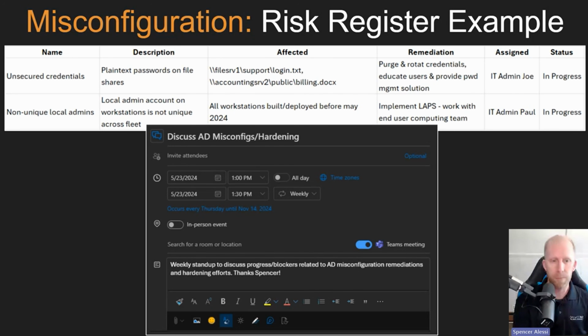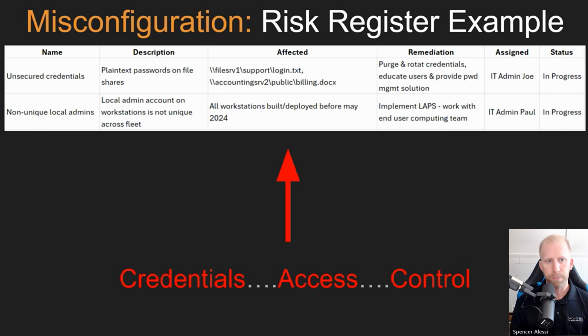Specifically, are there any hangups? Are there things that are getting in the way? Maybe it's some forest functional level upgrade that we need, which is going to be a bigger lift. So we have to document that and plan that, but document it, meet on a regular basis, and tackle these things. That's the core of this. And again, remember, credentials, access control. We want to focus on things that mitigate credential opportunities, mitigate lateral movement and access in the environment, and mitigate attacker control in the environment.